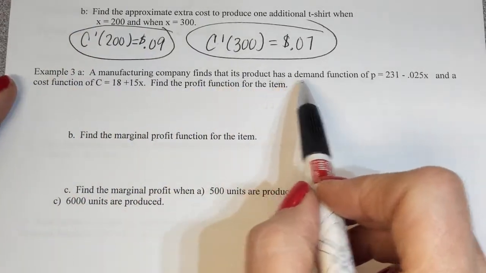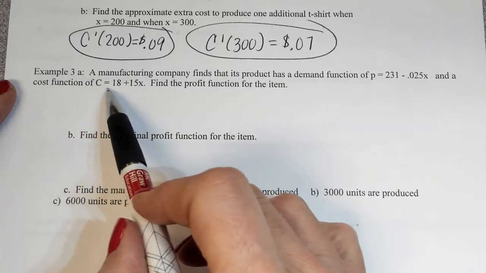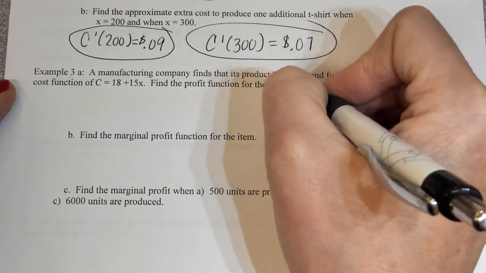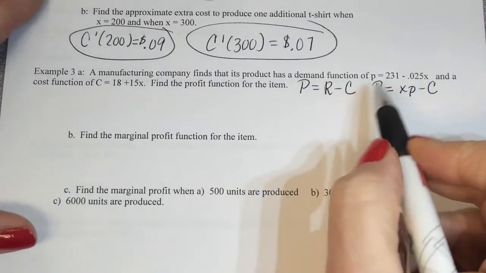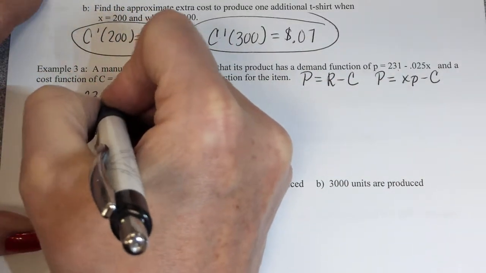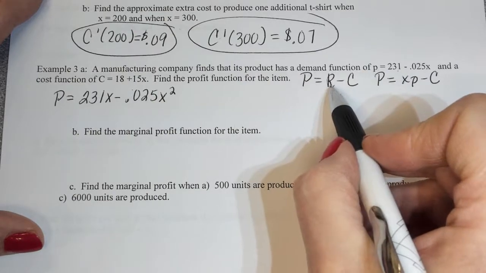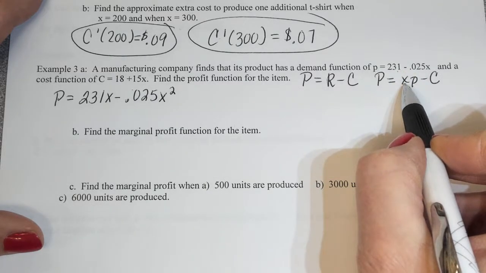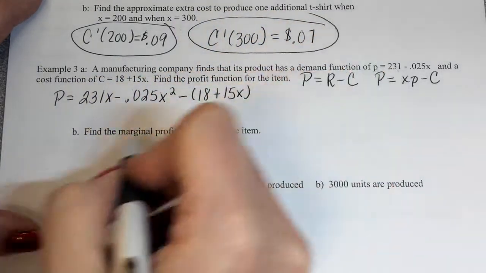A manufacturing company finds that its product has a demand function of P equals 231 minus 0.025x and a cost function of C equals 18 plus 15x. Find the profit function. Well, if you look back, our profit function was revenue minus cost, or we can think of it as xP minus C. So I have to take my price function times x. So my profit function is going to be 231x minus 0.025x squared. That's just revenue, because revenue is my price times x, however much I'm charging times however many I'm going to sell, minus my cost.